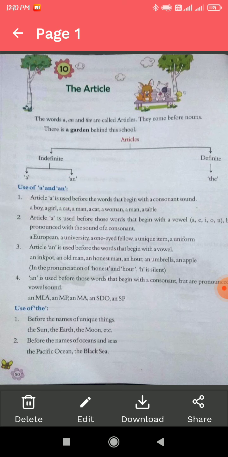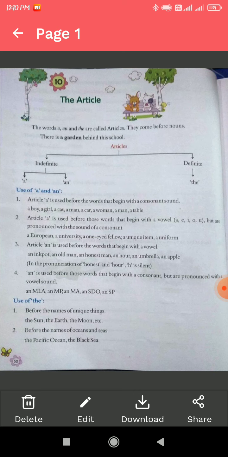Second point: article a is used before those words that begin with a vowel, a, e, i, o, u, but are pronounced with the sound of a consonant. There are some words that begin with a vowel, but when we pronounce the word, the sound comes as a consonant. So if the sound is a consonant, then we must use article a. Example: a European, a university, a one-eyed fellow, a unique item, a uniform.